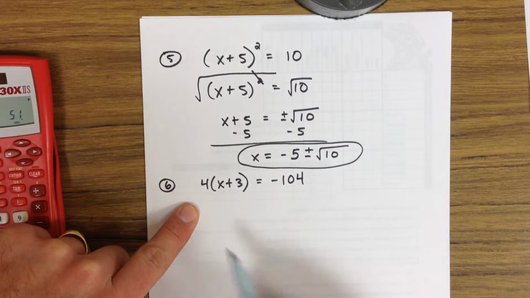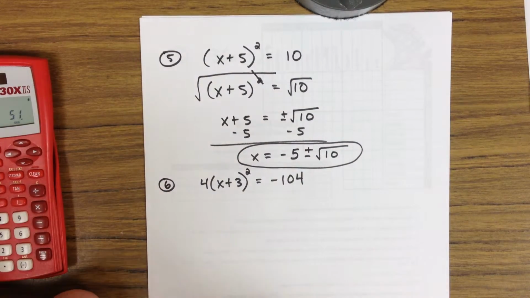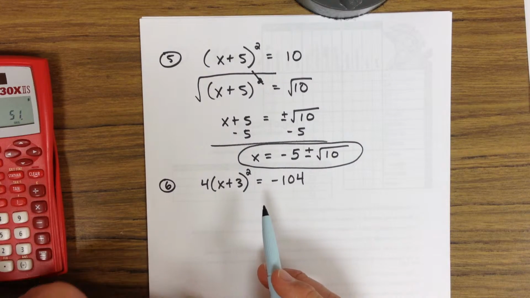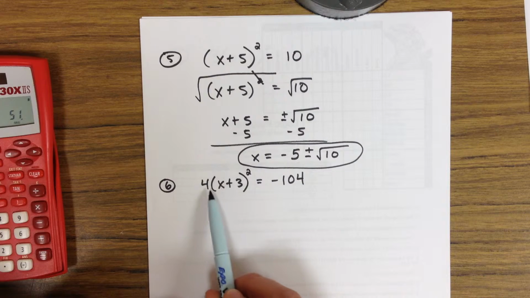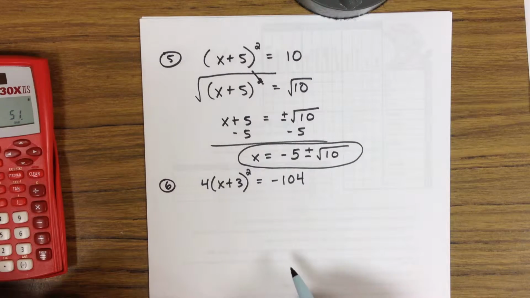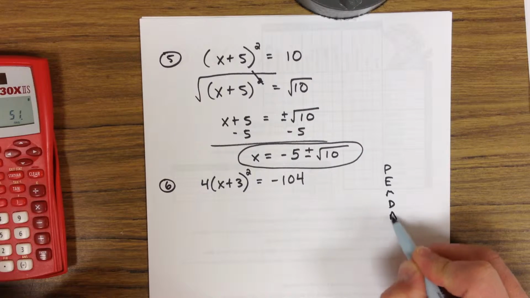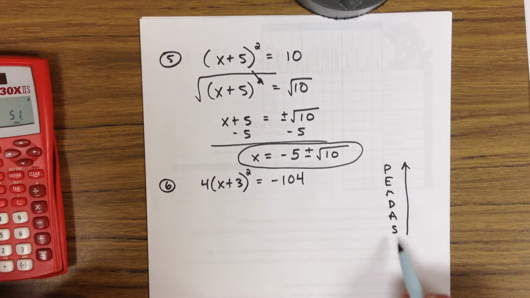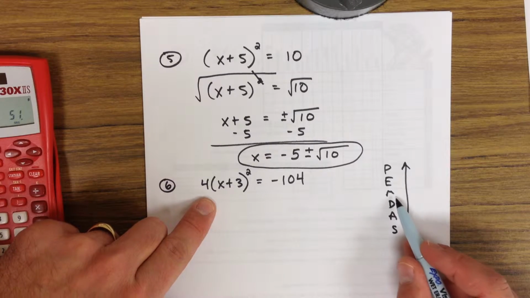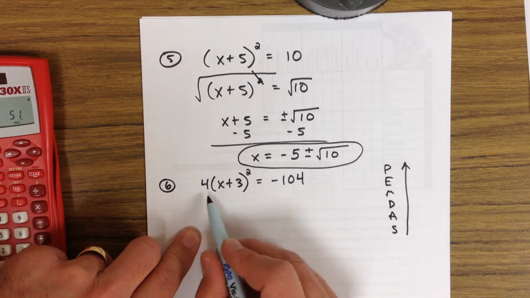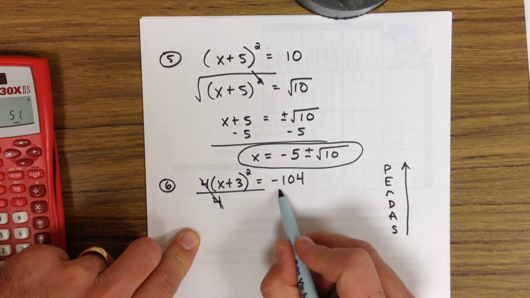All right, same thing here. Now before, oops, I'm going to square that. So before we're going to take the square root, we have this 4 that's sitting out front. So, if I look at PEMDAS backwards, adding, subtracting, well, that's inside the parentheses, so I'm not going to mess with that. And then I have multiplication out here. So how do I get rid of the multiplication? I divide. So 4 divided by 4, that's going to cancel out.